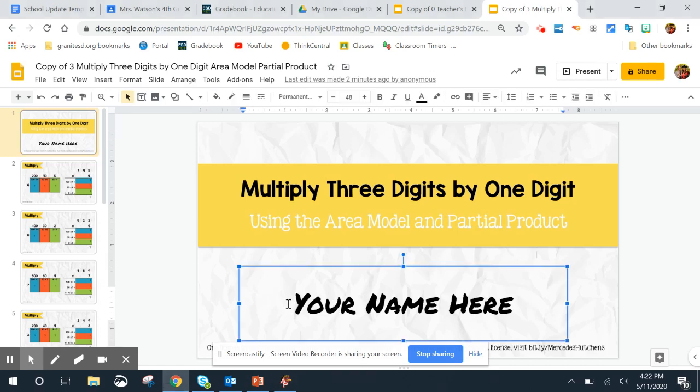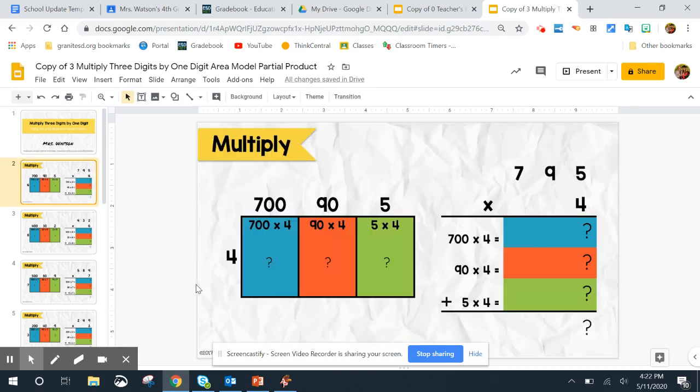On your main slide, you're going to go ahead and click in the text box and type in your name very first. Okay, this should look familiar.